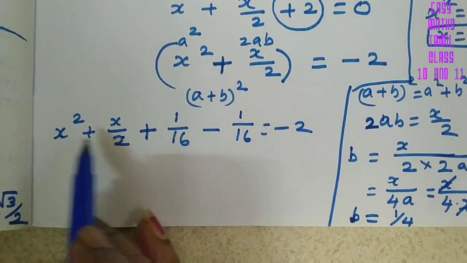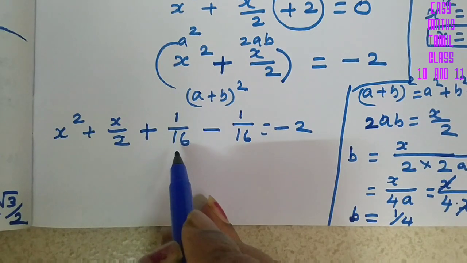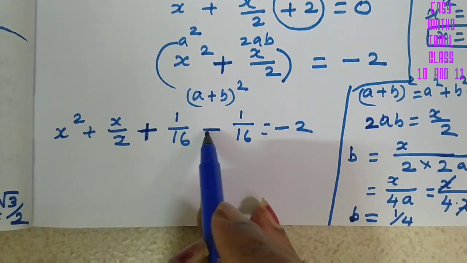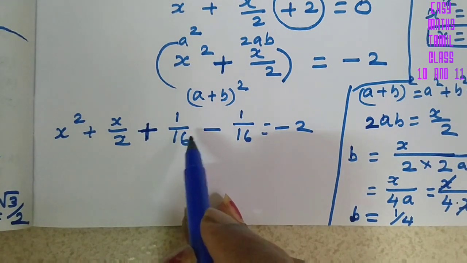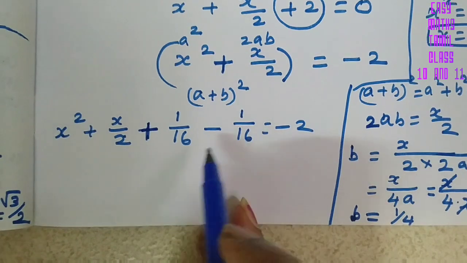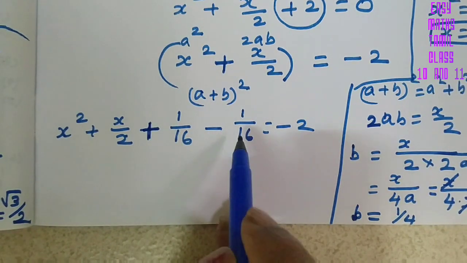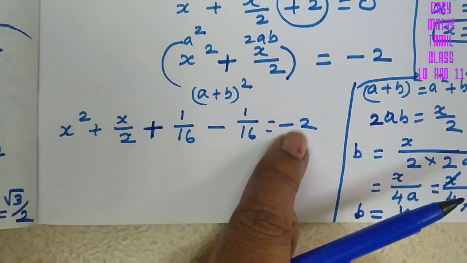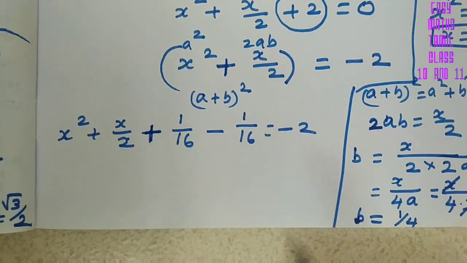The left hand side contains only two terms. Here we are adding 1 by 16. While adding any term, we have to subtract the same term. We are adding the value of b square, so we have to subtract the value of b square. Then plus 1 by 16 cancels minus 1 by 16 and we get x square plus x by 2 equal to minus 2. The value of this equation remains unchanged.